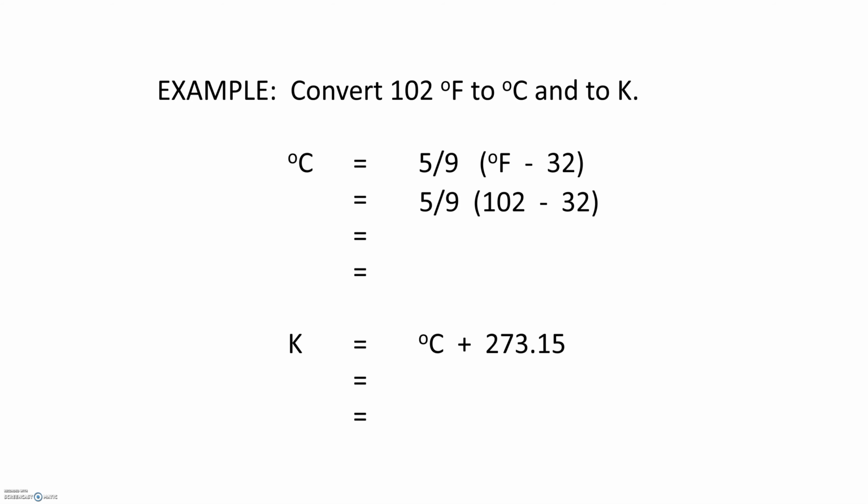I'm going to suggest that we do this stepwise, at least at first. Don't try and do too many things at once. Do what's going on in the parentheses first and correctly keep track of our significant figures before we hop on into the multiplying. So when we subtract those two numbers, 102 minus 32, we get 70.